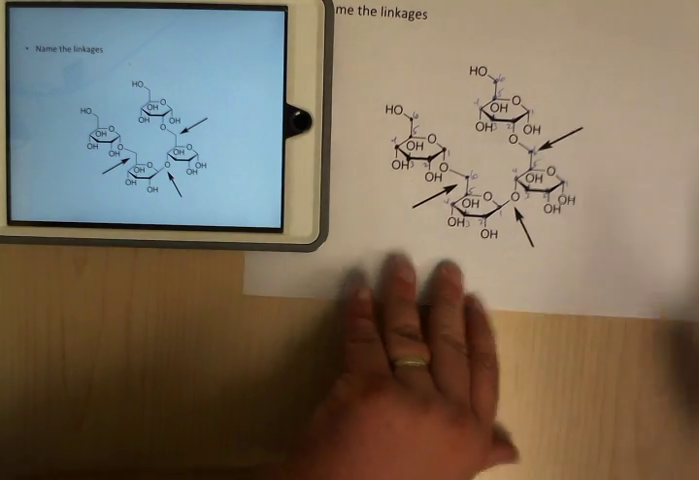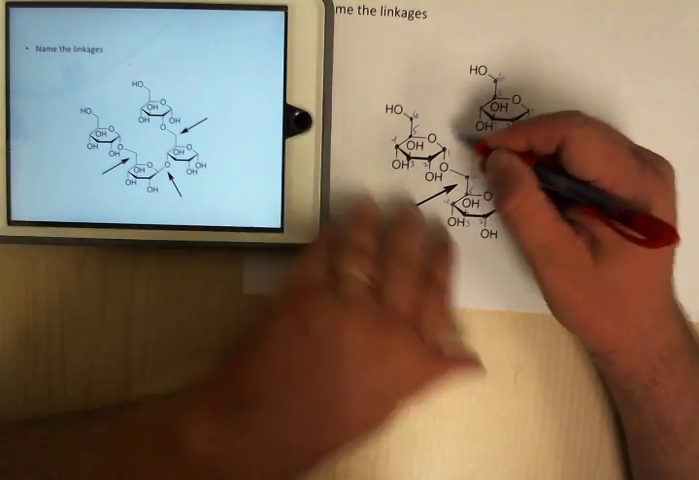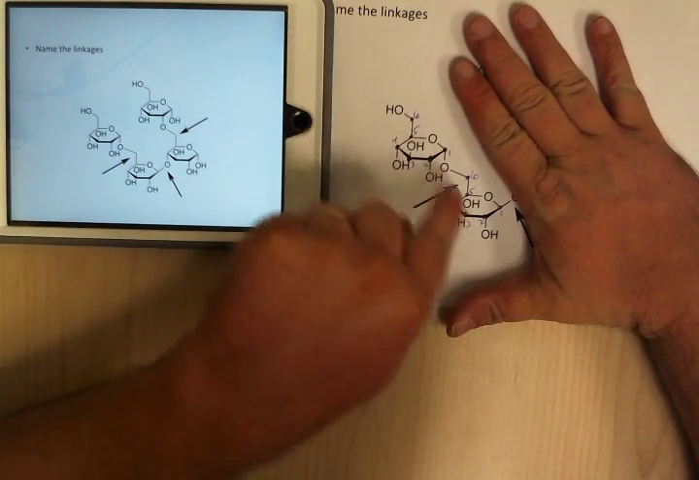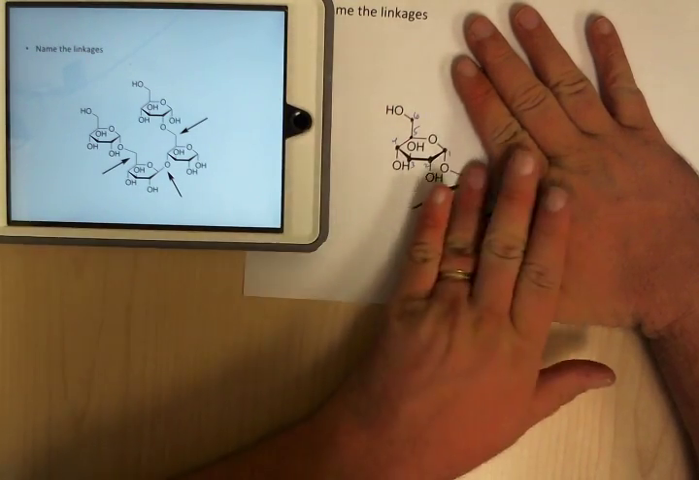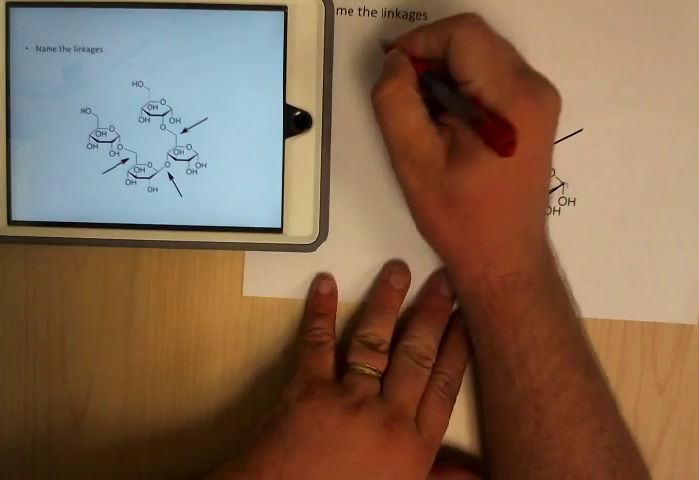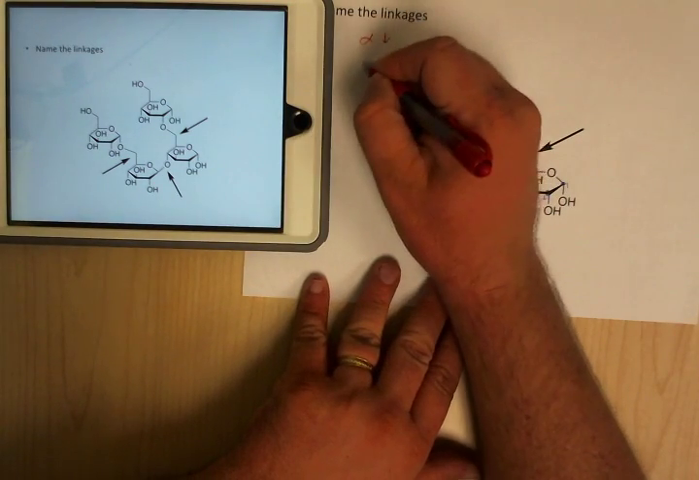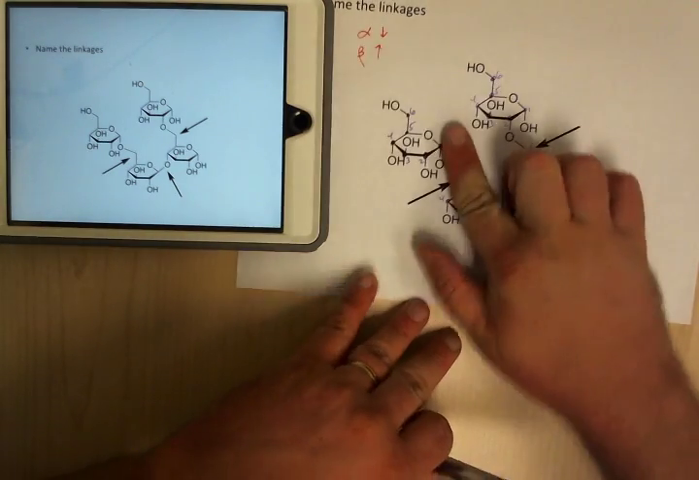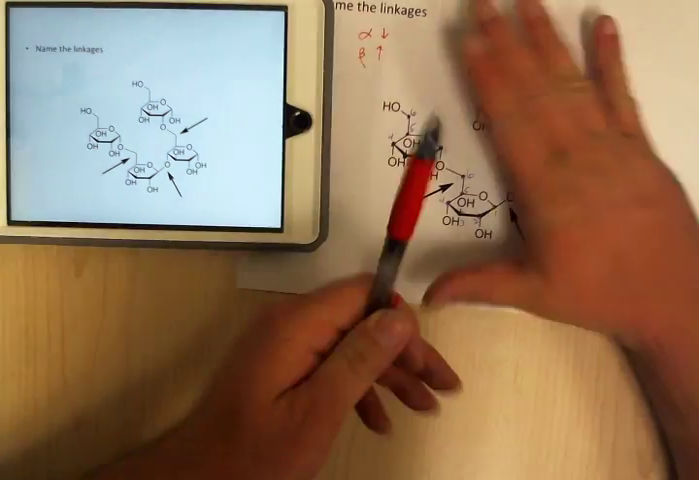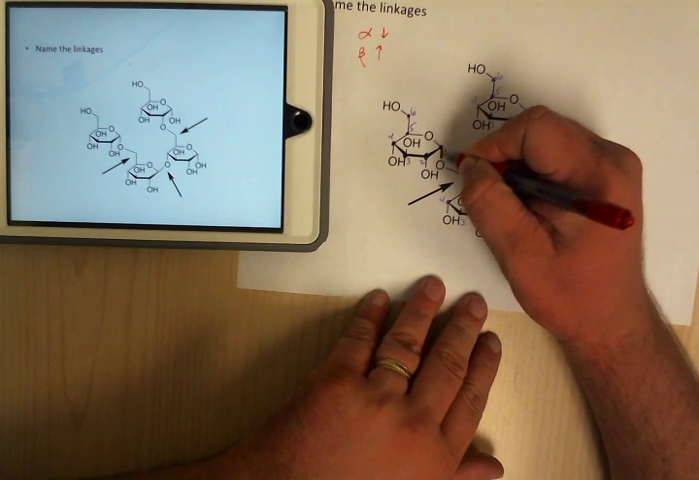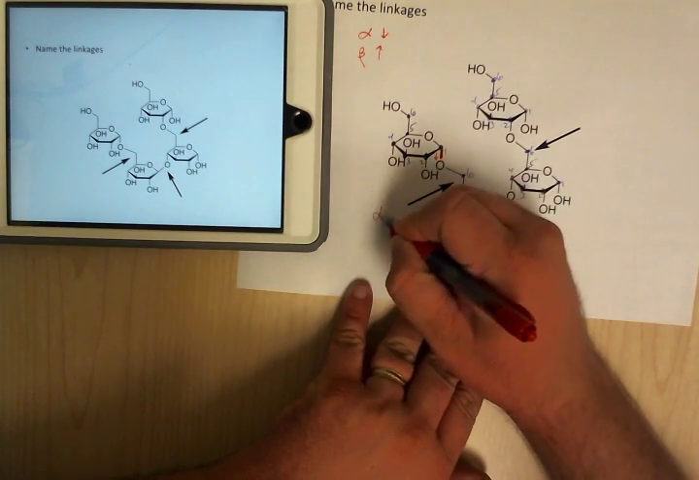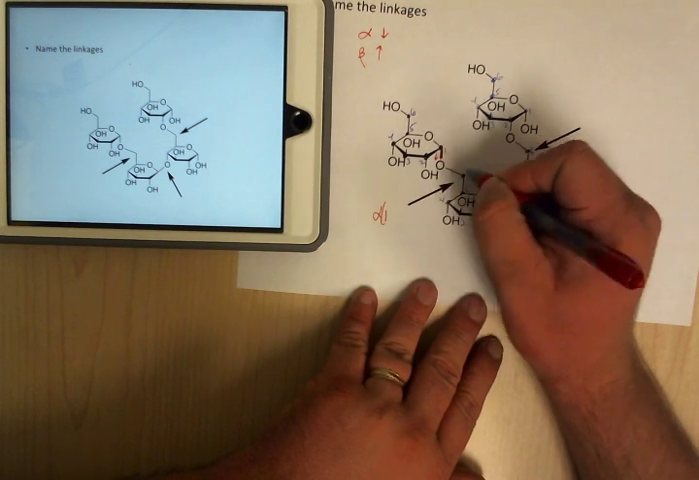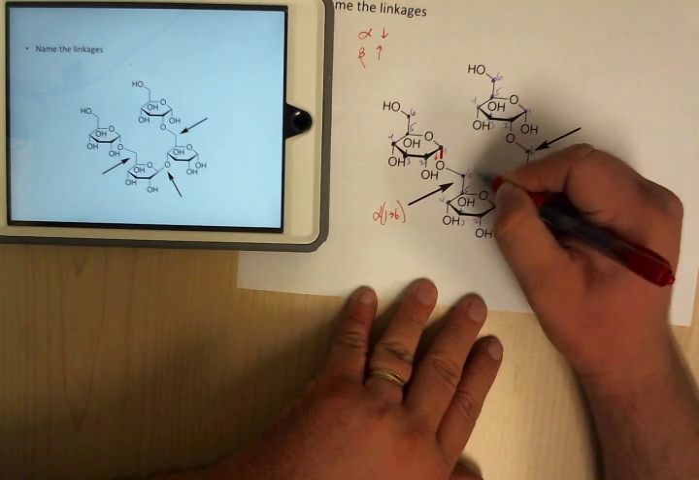Okay, so now we're looking at this linkage here. So right now all we care about is the left and the right-hand sugar, and where is that linkage. So alpha, remember alpha is going down, beta is going up. So here we go. So this is the left-hand sugar for this linkage. So this is going down, so that means alpha, and it's going from left to right, so it's an alpha going from carbon 1 to carbon 6.